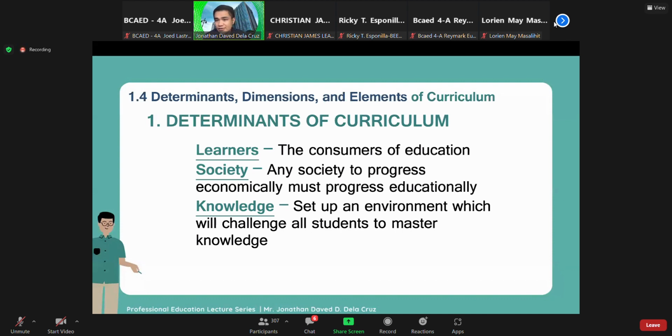The second one is society. Is it an urbanized area, a rural area? Anong state of society nila? Do they have a good economic state? Third is knowledge. You select existing knowledge dun sa discussion natin sa selecting content. Doon sa existing knowledge na yun, mamimili ka ng content na makikita mong relevant pa on the basis of the selection of content. Ayun yung ilalagay mo ngayon sa iyong curriculum plan.